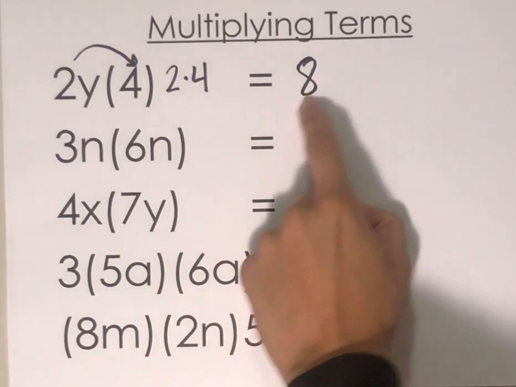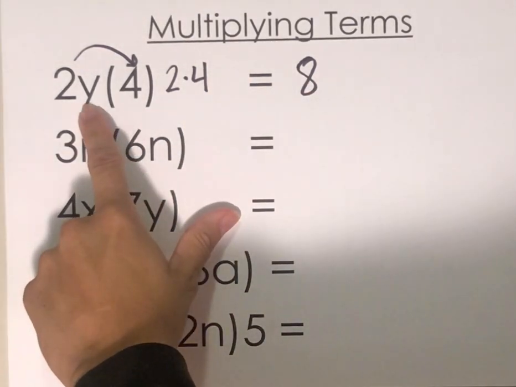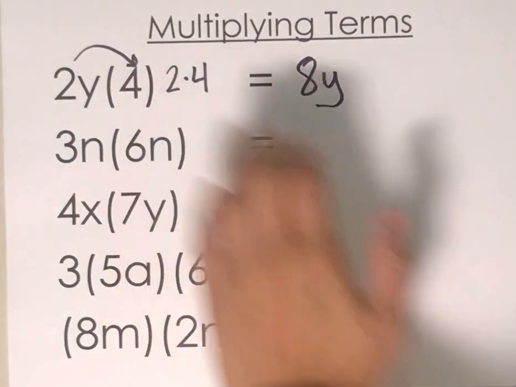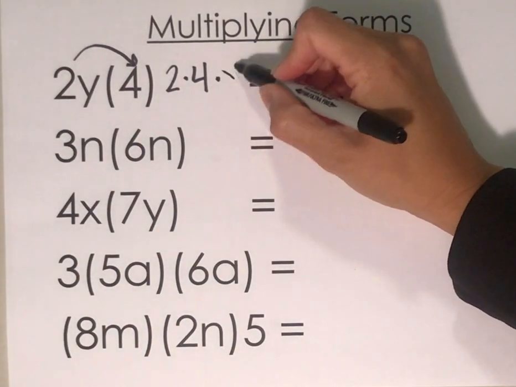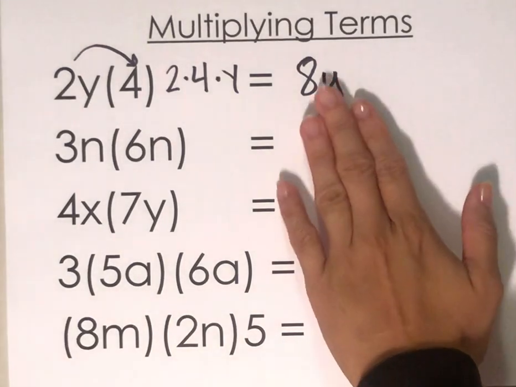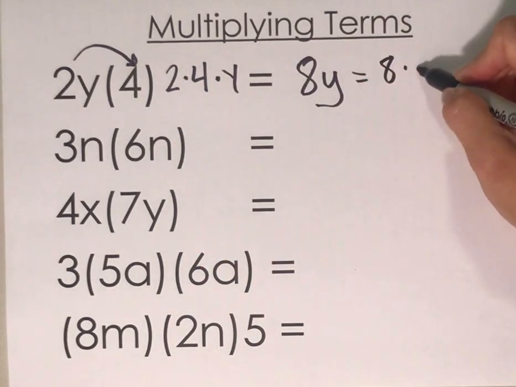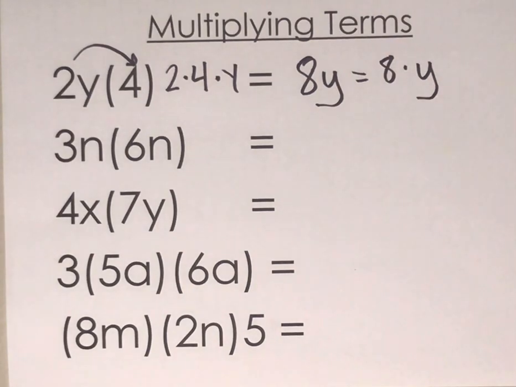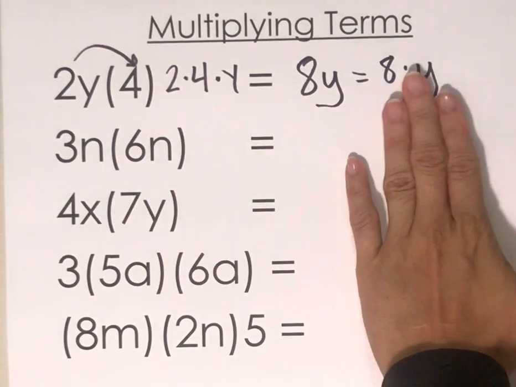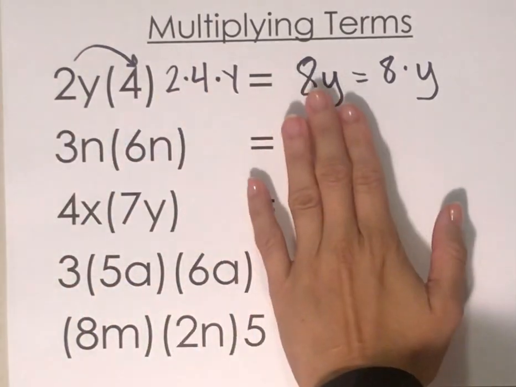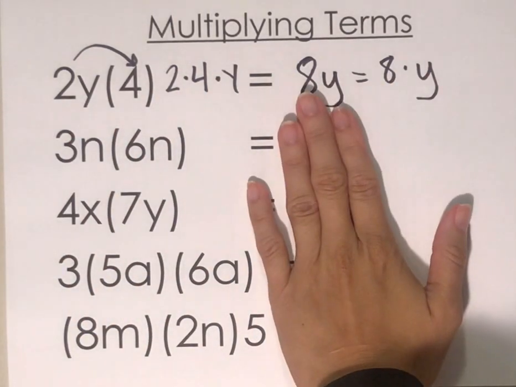So that's 8. And then all we have to do is carry over the y. Since there's nothing I can multiply the y with, it's like it's just hanging out on the side. So it's 8y. And remember, that's the same as 8 times y. Those are equivalent expressions. So our final answer of 2y times 4 is 8y, or 8 times y.